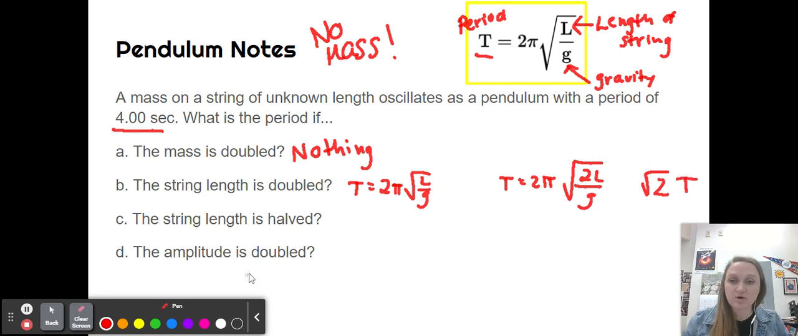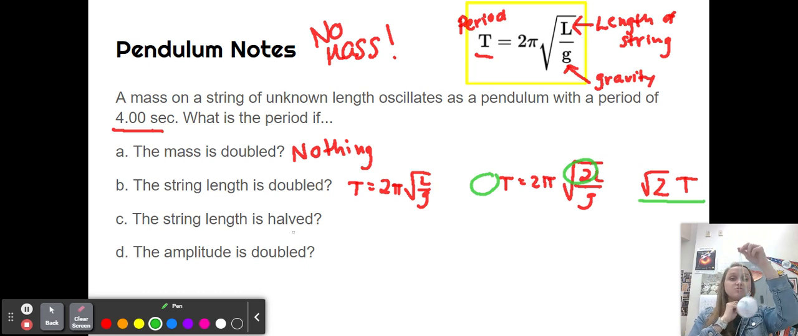Because if I added a square root of 2 on one side, I'd have to do the same to the other side. So this difference would be square root of 2. So it would be a larger period because we had a longer string. You can see that right here. I have a short string. I'm just going to show you visually. Short string, you can see it's swinging back and forth pretty quickly. If I lengthen my string, it takes a lot longer to go back and forth.